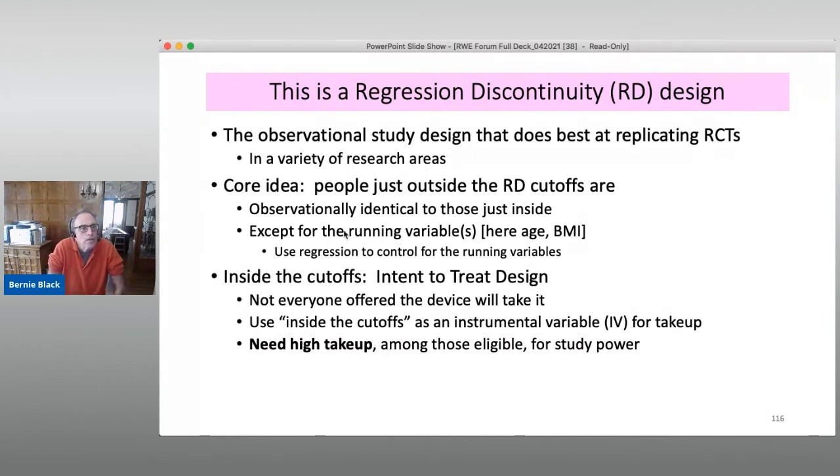People just outside the cutoffs, just younger than 68 or just older than 73, are going to be observationally identical to those just inside, except for the running variable. Here, the running variables are age and BMI. And we can use regression to control for the running variables. Inside the cutoffs, we have an intent to treat design. Not everybody offered the device will take it. And we can use whether you're inside the cutoff as an instrumental variable for whether you actually get the device. To be sure, we need high take-up among those eligible for study power. We don't want you to offer the device to 100 people and have one of them take it, because that's going to kill the power of your design. Next slide.